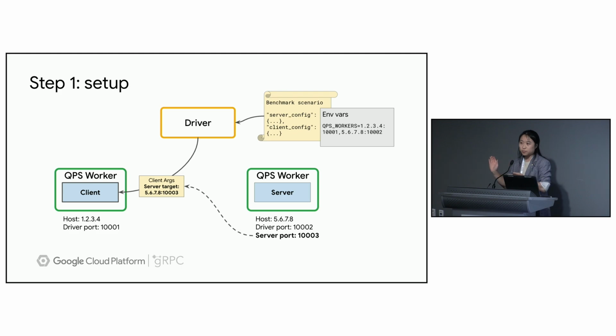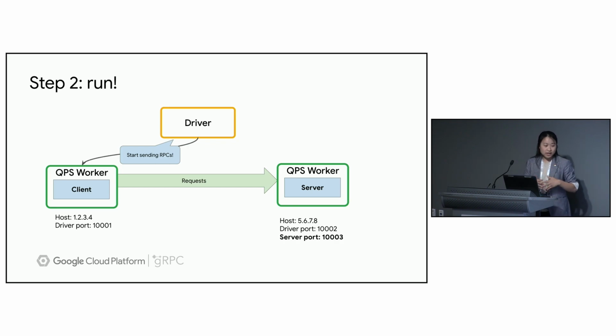And it will take the host and port of all the server workers and pass them to the client so it knows where to send the traffic to. If we want, we can also override the server target so that the client sends traffic to another backend if we so wish. But in any case, once the workers have been set up, the driver will send a signal to the client to start sending RPCs to the server, and the client will do just that.